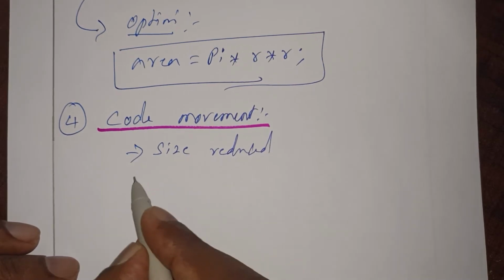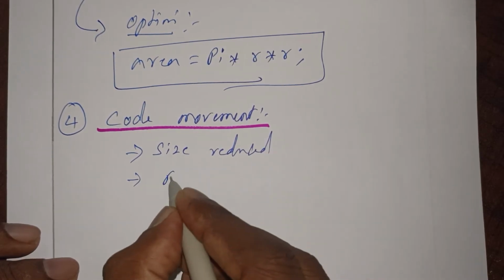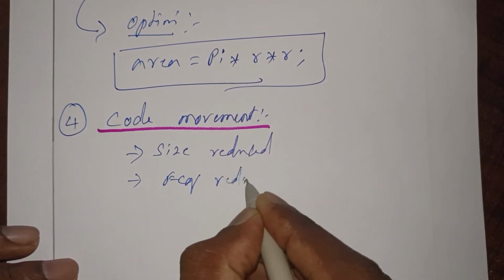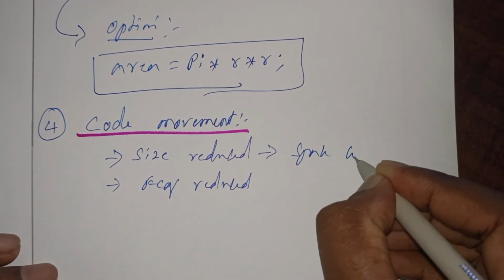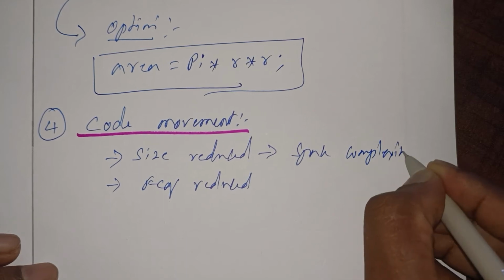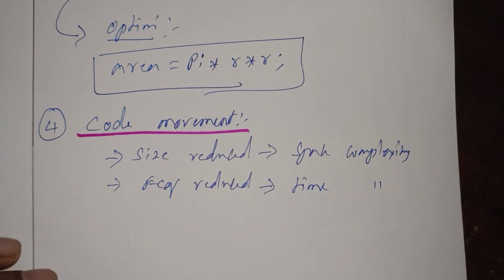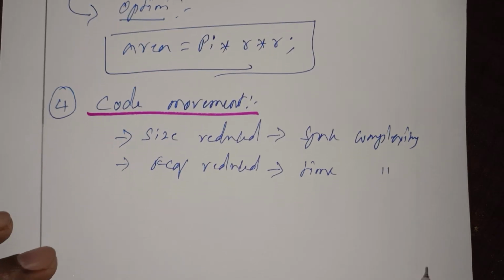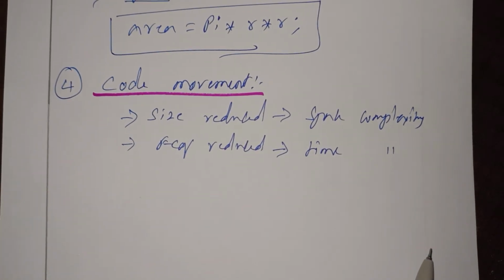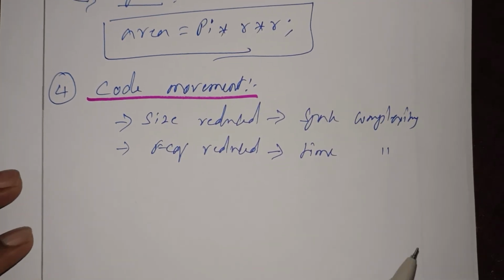So first, the size has been reduced. Second, the frequency is reduced. The size reduction we call space complexity, and the frequency reduction we call time complexity. Why? Because the size is reduced, it is space; the frequency reduced, so it should definitely be time. Right, sir, all okay. We can go with one example so that you will understand how space and time complexity really work.